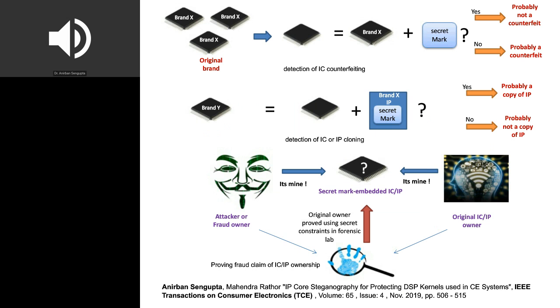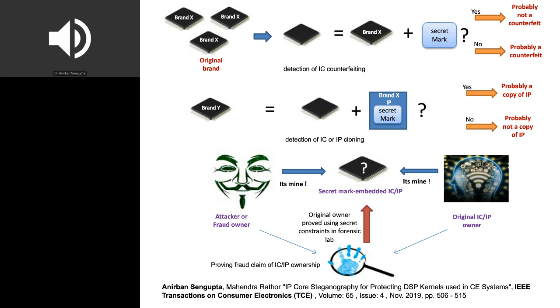Okay, now let me talk a little bit about the steganography model. In steganography, what typically happens is that we implant a secret stego mark into the design. So if you have a brand X of the original IC, and if we can extract the secret mark from the brand X, then we would know that it is probably not a counterfeited version.